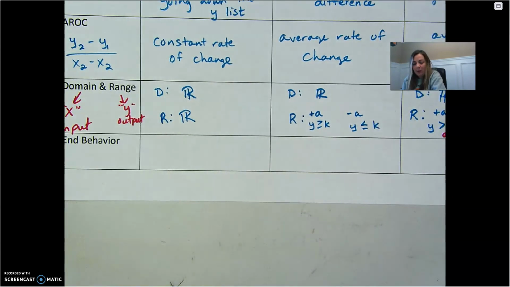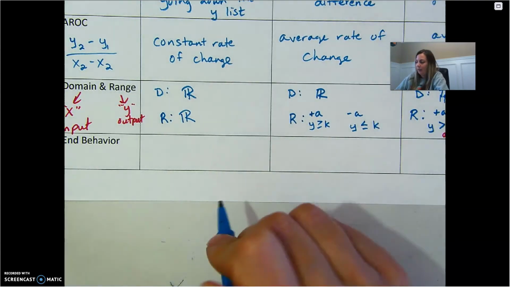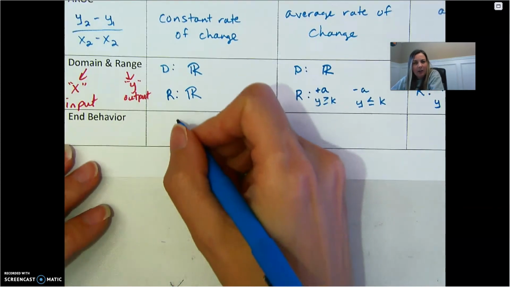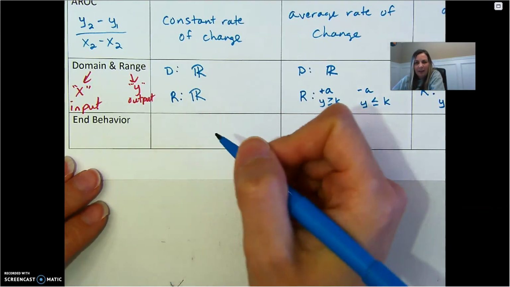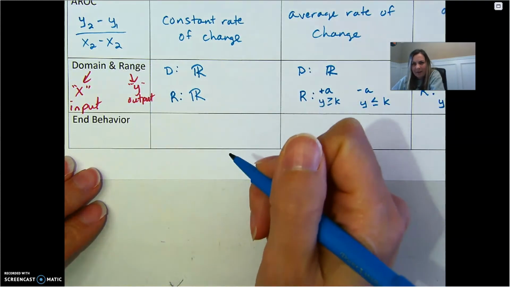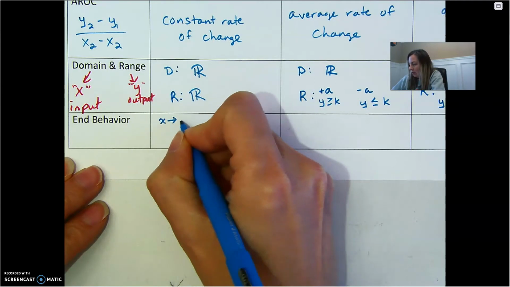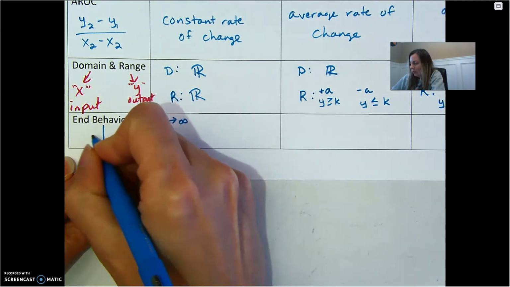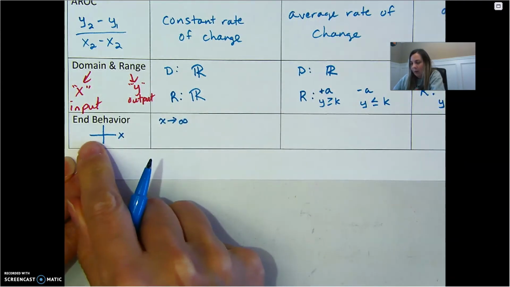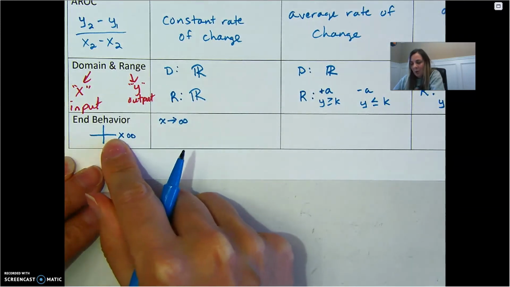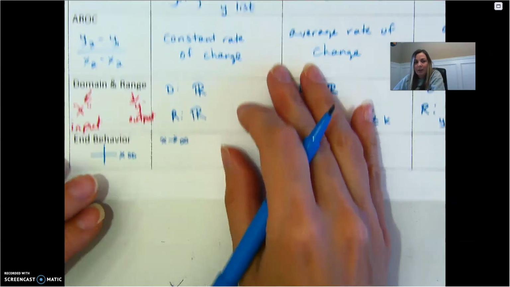End behavior. So what's going on at the ends of your graphs? So let's see. The notation for end behavior can be a little bit overwhelming. It's very, very fancy. Take a look at this. We would say as x approaches infinity. So imagine an x and a y-axis. So if x is going to positive infinity, what's happening on the ends of your graph?